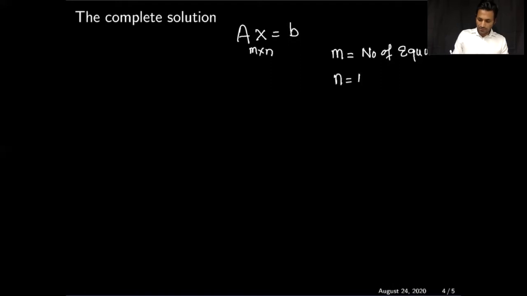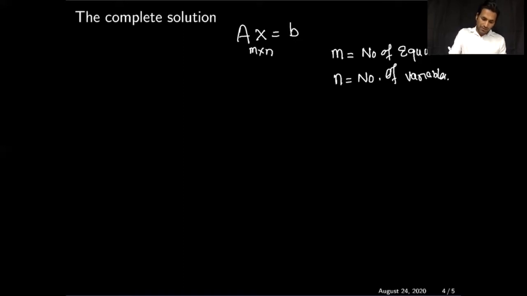The complete solution. In this video, I will give you the complete solution of the linear system AX equals B, where A is an M by N matrix. Here M represents the number of equations in the linear system, and N is the number of variables. So I'm going to give you the complete answer on how to solve the linear system AX equals B.